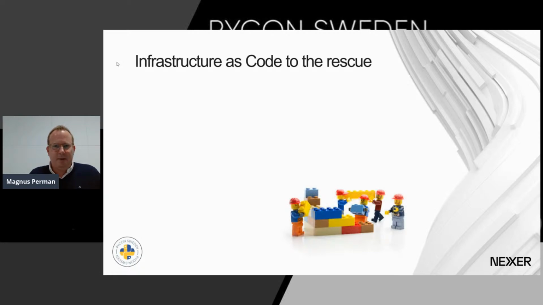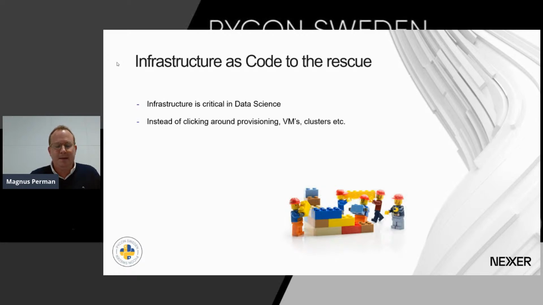So infrastructure as code comes to the rescue. Infrastructure is critical in data science. We are in such a compute-heavy field of work, and infrastructure is a critical success factor. So instead of clicking around provisioning VMs, clusters, etc., trying to do this manually, why can't we do it with code instead, representing the infrastructure in code? And then you will have a lot of positive effects from this.